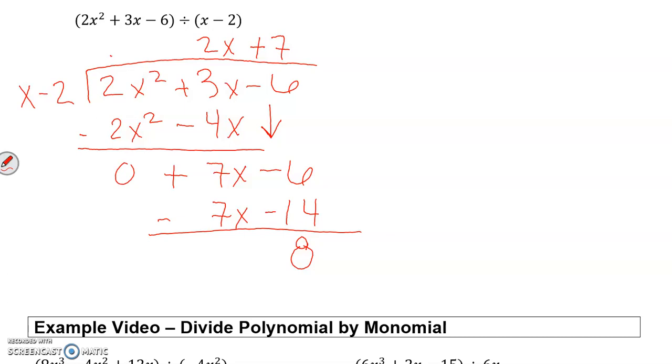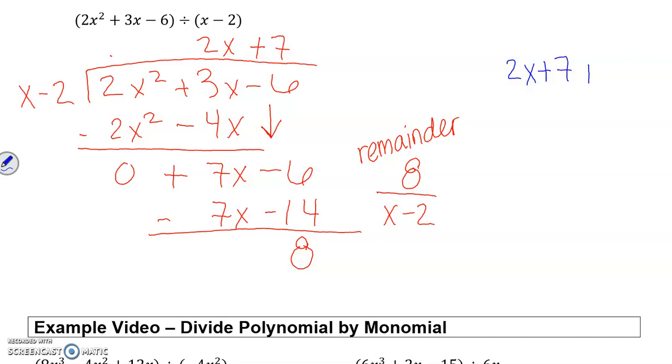So we're going to write our remainder as a rational expression using our divisor as the denominator. So we are left with, for our remainder, 8 divided by x minus 2. So that means our final answer altogether is 2x plus 7 plus 8 divided by x minus 2. And that is our final answer.